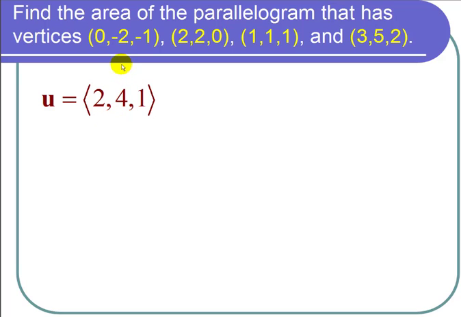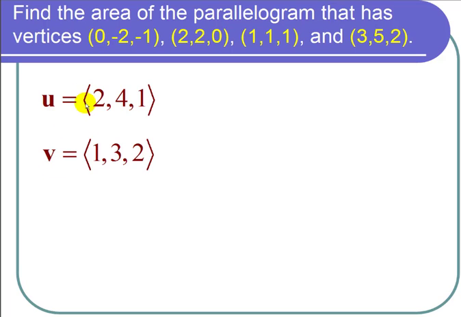Now let's find the vector that goes from the first point to the third point. 1 minus 0 is 1. 1 minus -2 is 3. 1 minus -1 is 2. And I'll call that vector v.